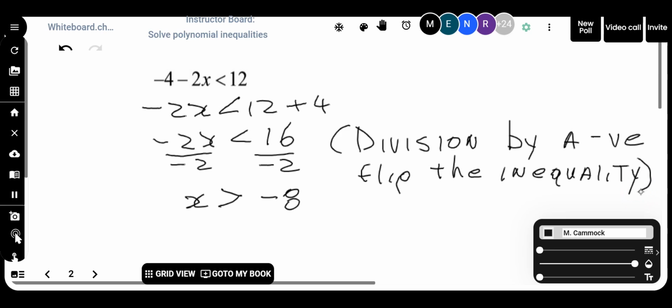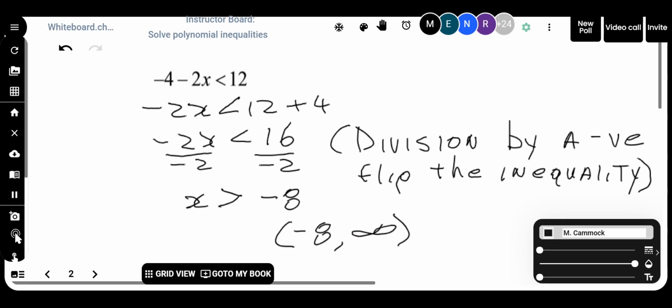It would still just be the way you would expect it to be if it was an equation, if it was positive. But dividing by a negative does flip the sign on an inequality. So the answer to this question is that x is greater than, not equal to, but greater than minus 8. So how do we write that? Here's how we write it. Minus 8 to infinity.